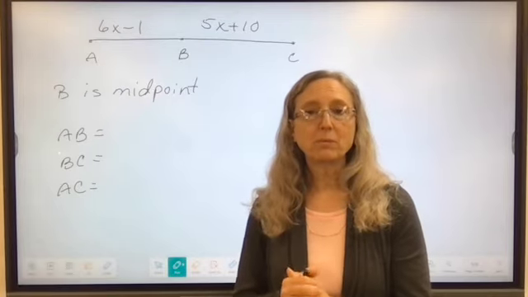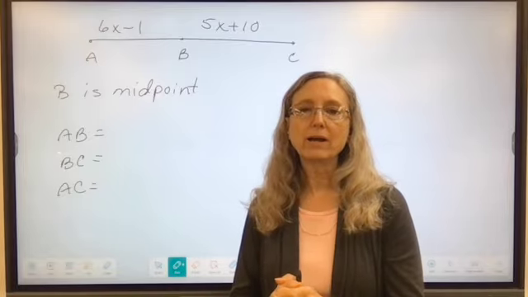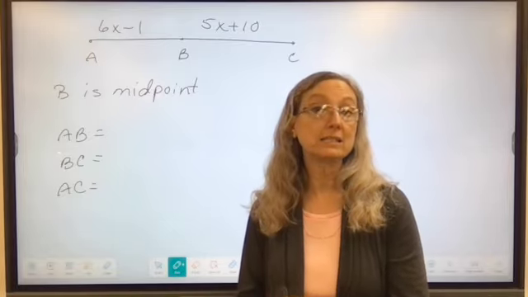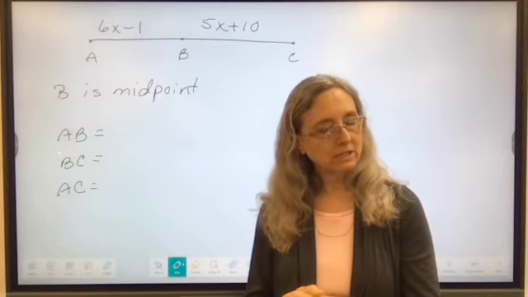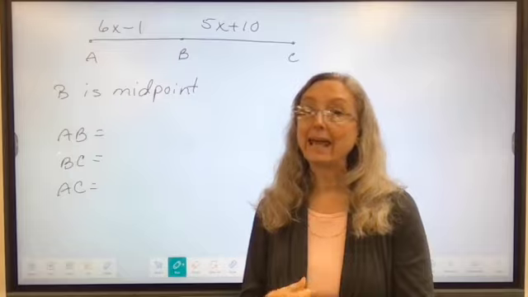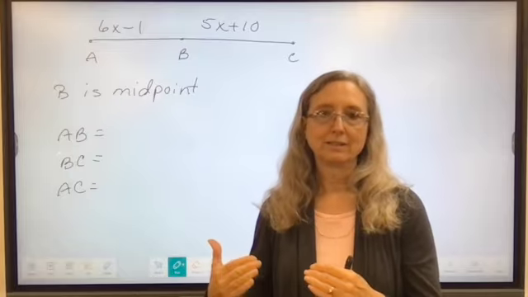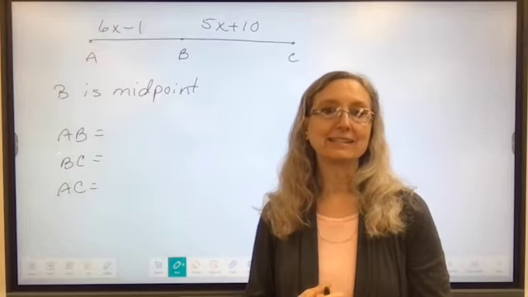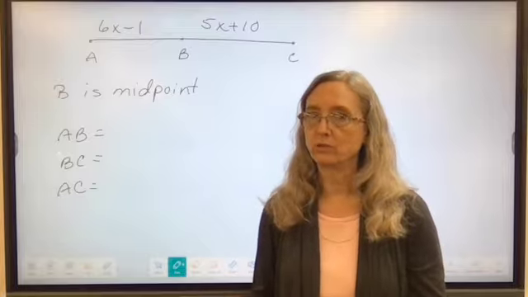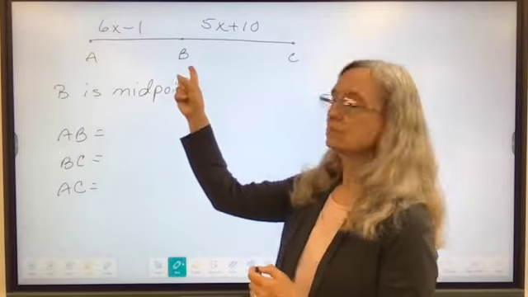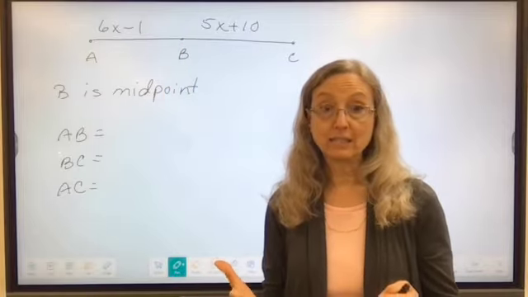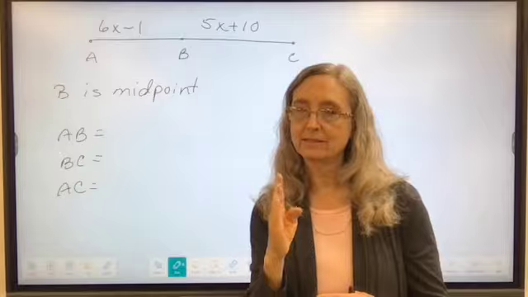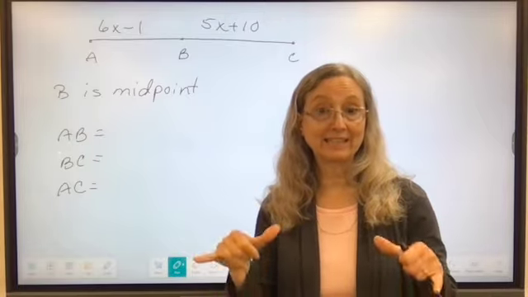I took the same problem and I just changed it around, and now I'm going to tell you that B is the midpoint. So if you get a problem that says, given that B is the midpoint, now find AB, BC, and AC with that knowledge. So now what would you do? If B is the midpoint, then that means these two segments have to be exactly equal to each other, because the fact that it's the midpoint means it cut it exactly in half.